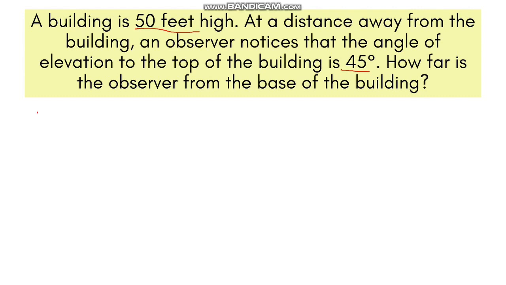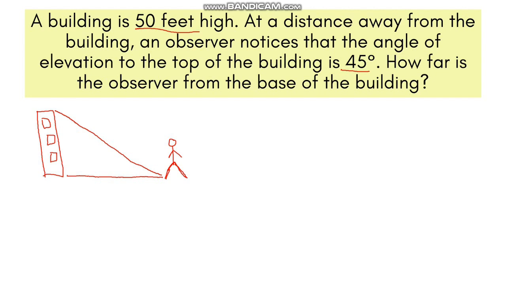So let's draw the building here. So let's say this is the building, and then there is an observer. Now the angle of elevation to the top of the building is 45. Okay, so let's draw a horizontal line like this. So you just have to remember that you have to create a right triangle here, because we will be using the trigonometric ratios. So the angle here is 45 degrees.